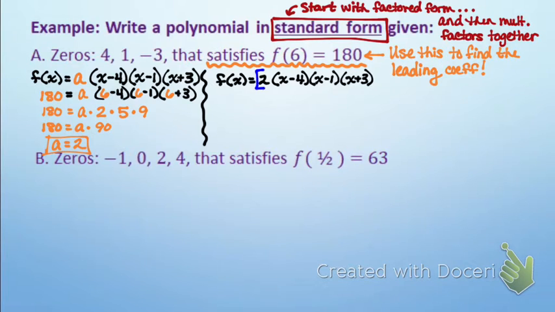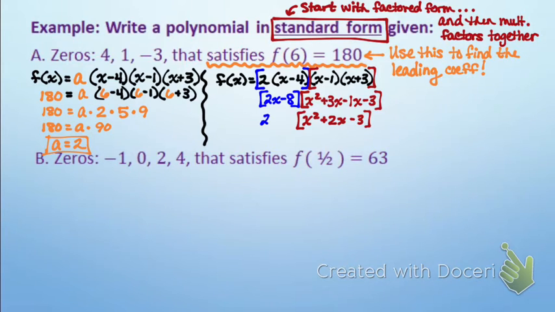So I'm going to multiply these first 2 pieces together. That would give me 2x minus 8. And then I'm going to multiply these 2 factors together. So x squared plus 3x minus 1x minus 3. And then I'll multiply those 2 together. Can I clean up what's in red first, though? Yes. That would be x squared plus 2x minus 3. I'm going to do that before I distribute it to my binomial in the front, 2x minus 8.